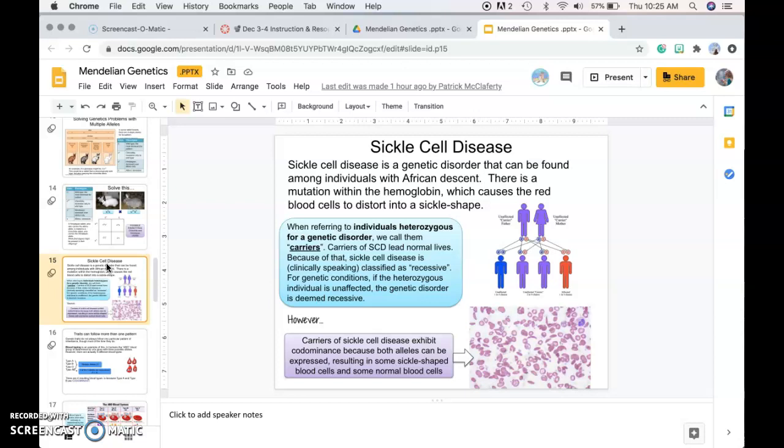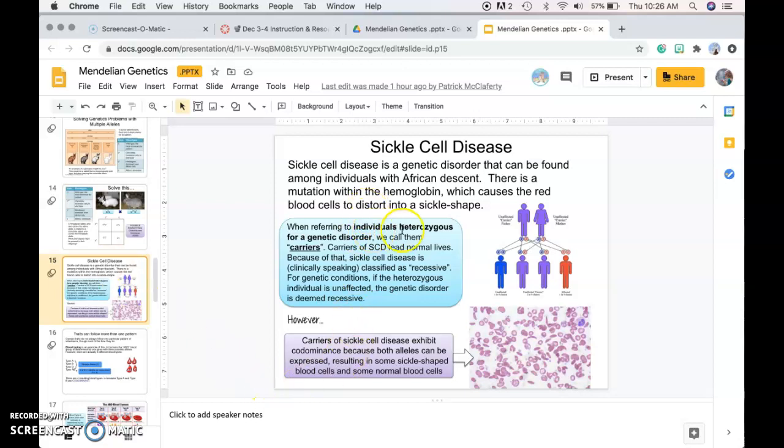Another example of this, but in humans, is sickle cell disease. It's a genetic disorder that can be found among individuals of African descent. There is a mutation with the hemoglobin. If you remember, when we talked about point mutations, sickle cell anemia was when we messed up that 6th amino acid.